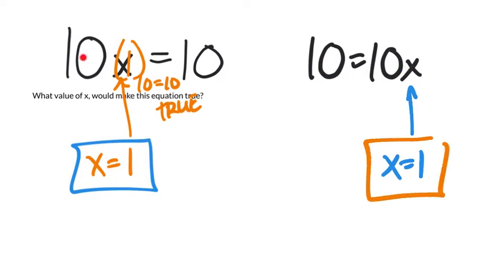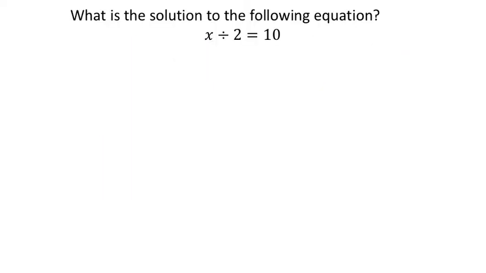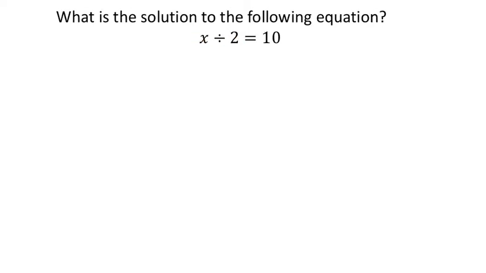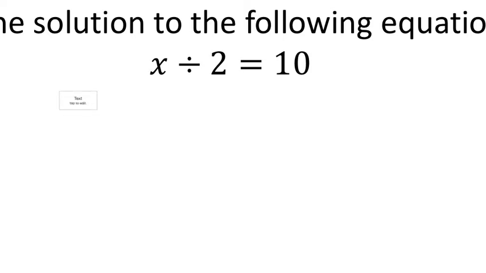Now this just happens to be the same equation, but it's reversed where the x's are. Notice that the comparison between the two values is the same, 10x and 10. It's just the location of the two expressions that is changed. So here we've got x divided by 2, so something divided by 2 is 10, right? But we want to know what value of x will make this equation a true statement?